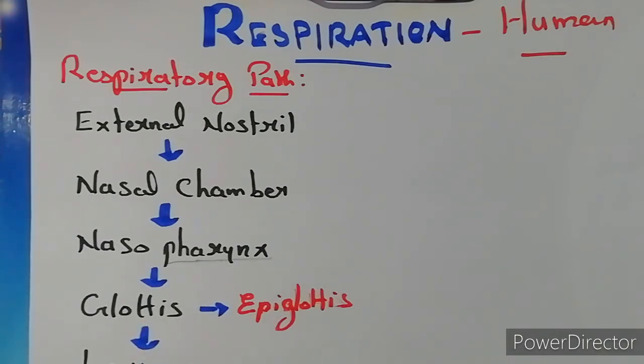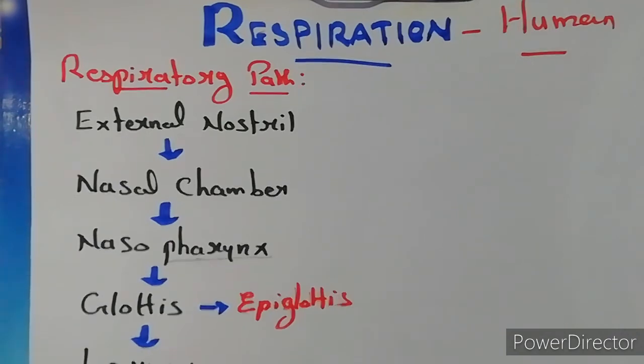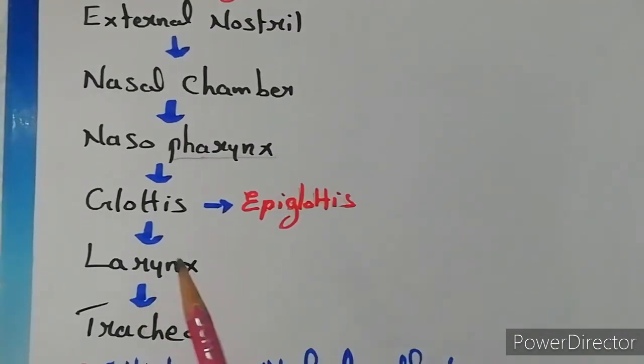On the way to the trachea, the larynx is here, right? So the food must not enter into the larynx. So this epiglottis will close this glottis region, and the food will go to the esophagus. Understand? Now we can come to the point about the respiratory system. Glottis and epiglottis will close, helping during the swallowing process. Understand? Then it is leading to the larynx.